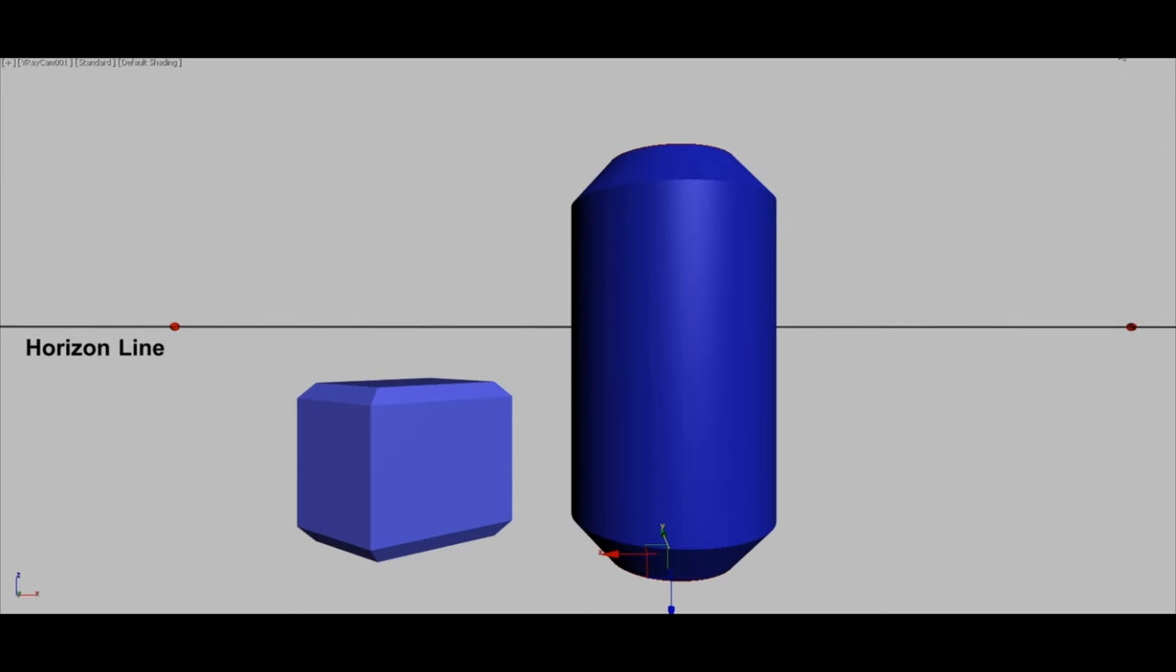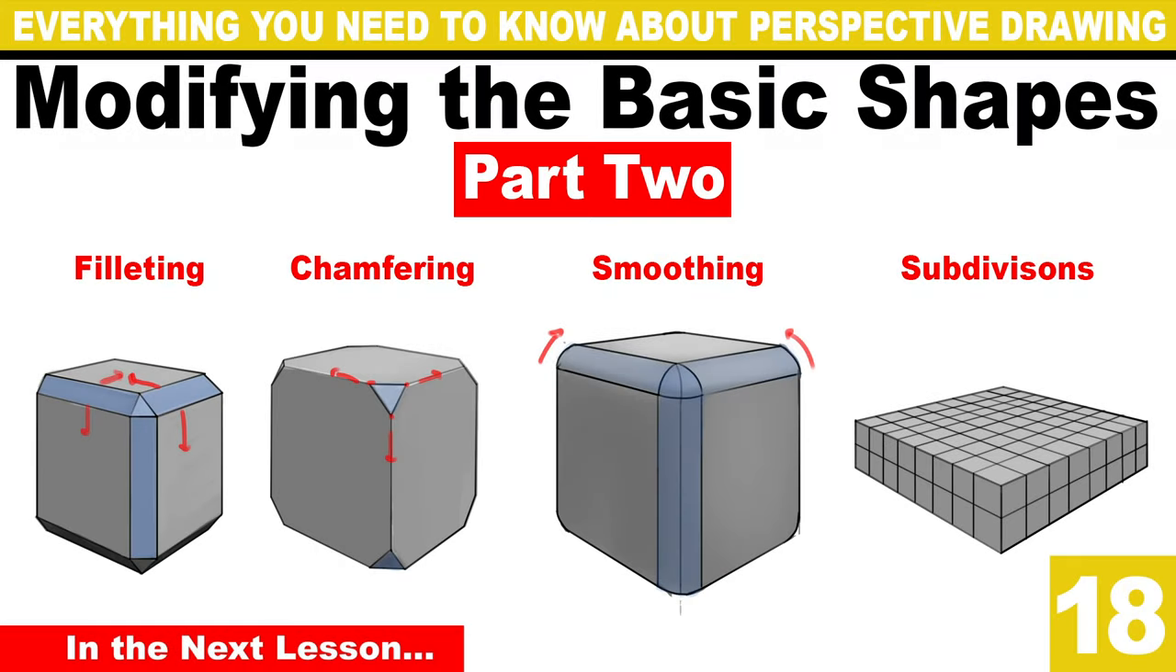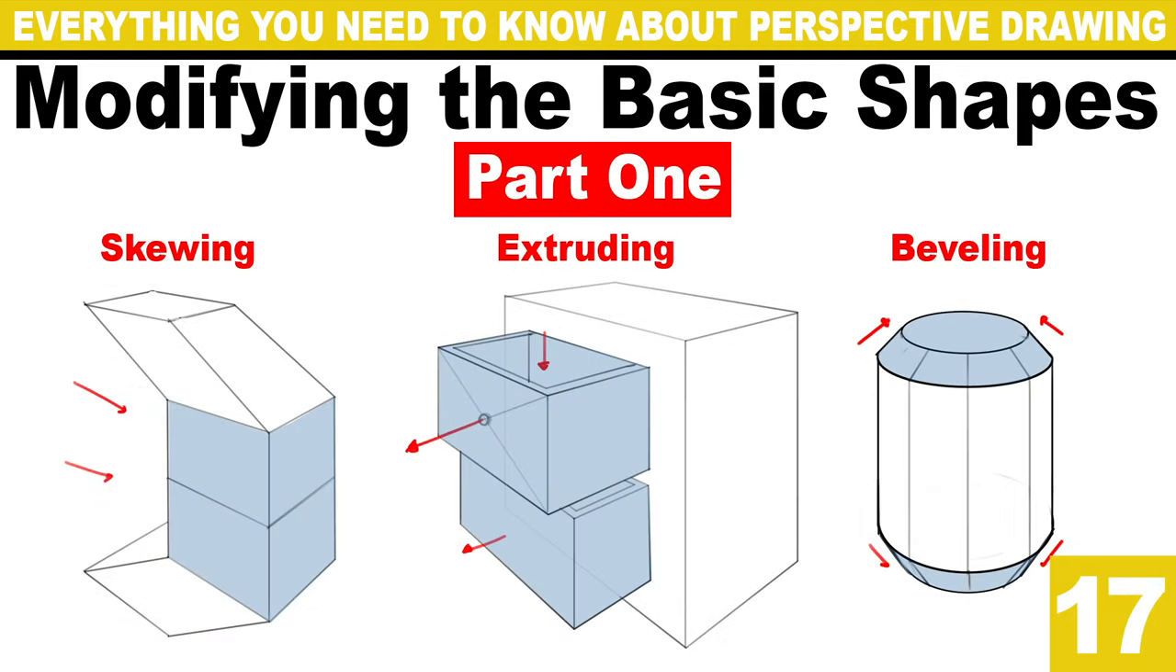These are really important to learn and to master in order to build on with more tools and modifiers later on. Do as many examples on these tools as possible. Practice them a lot, since you will be using them on basically every drawing you do in perspective. In the next lesson, we will talk about more tools that expand on the ones we talked about in this lesson. These tools will include fillet, chamfer, smooth, and subdivisions. It's going to be a lot to talk about. So let's end this lesson here and continue in the next lesson.